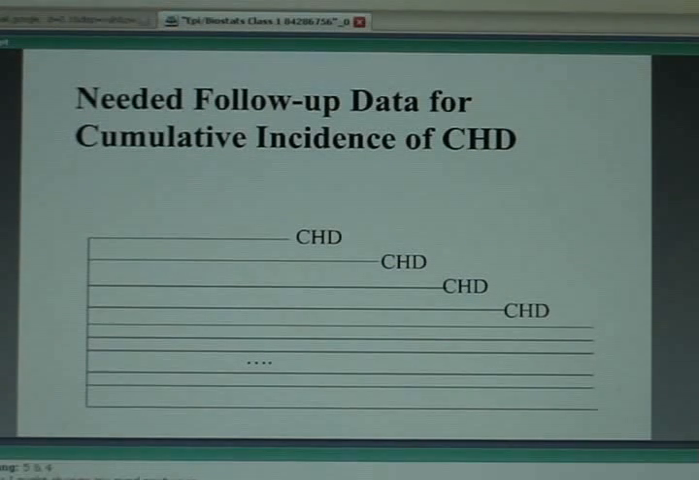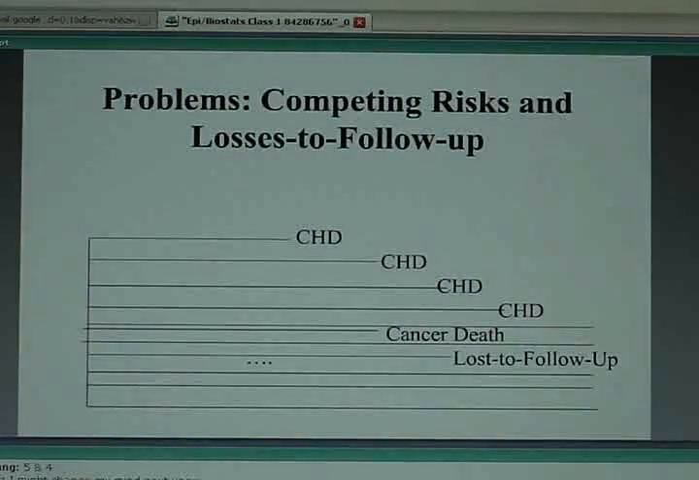But some of the people don't last for 20 years. They might develop another condition that leads them to dying. Once you're dead, you can no longer develop coronary heart disease. So if you developed a cancer 10 years into the study, and then you died from that cancer 2 years later, 12 years into the study, you can't tell me whether you would have developed or would not have developed coronary heart disease at year 15 had you not died from cancer.